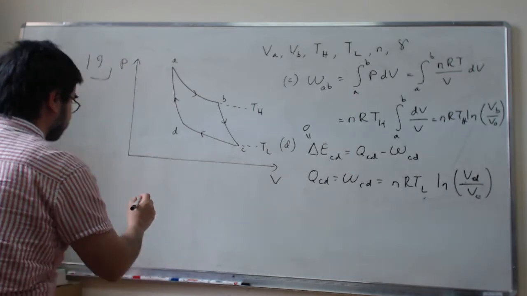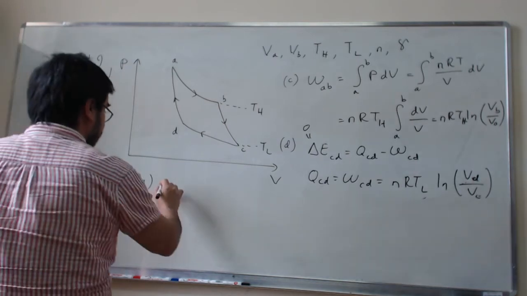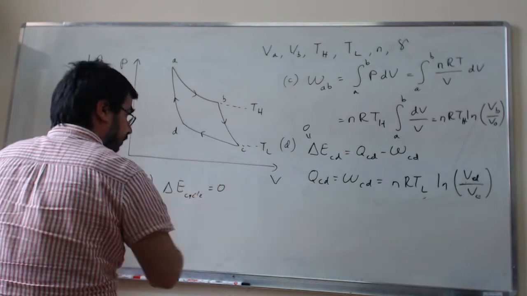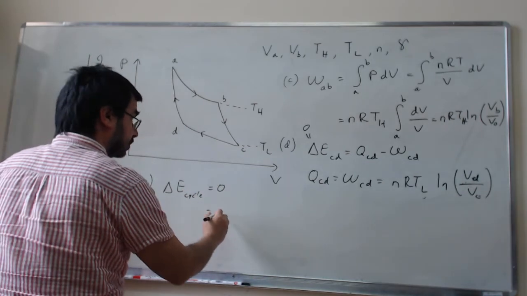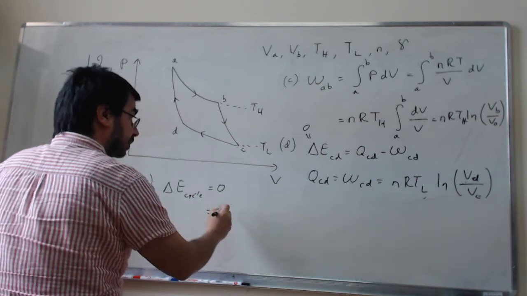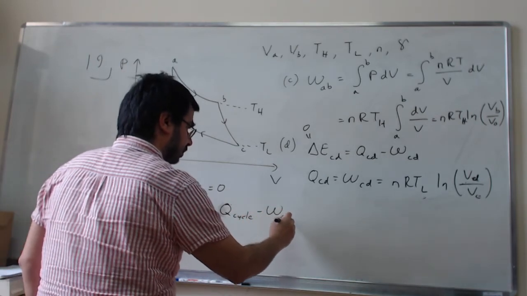All right. So for part E, let's see what they're asking. Calculate net work done for the whole cycle. So for the whole cycle, because we are coming back to our initial conditions, any change in any state function is going to be 0. In particular, the change in internal energy for the cycle has to be 0. Right? But this is, of course, Q over the cycle minus the work done over the cycle.